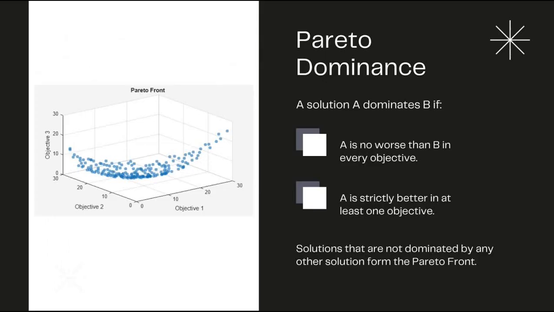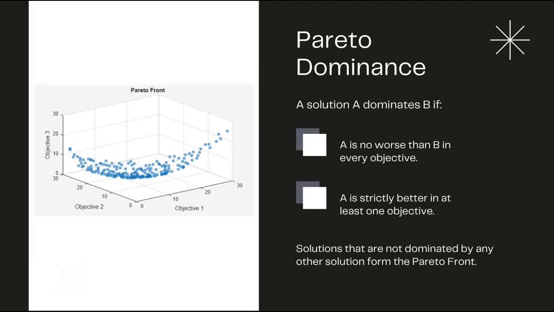Pareto dominance is a central concept in multi-objective optimization. A solution A dominates a solution B if two conditions are satisfied. First, A is not worse than B in any objective. Second, A is strictly better than B in at least one objective. This definition allows solutions to be compared without combining all objectives into a single weighted fitness value.